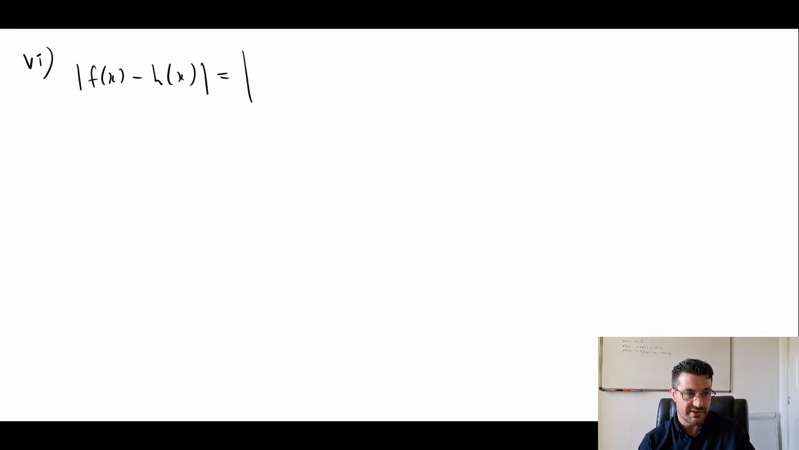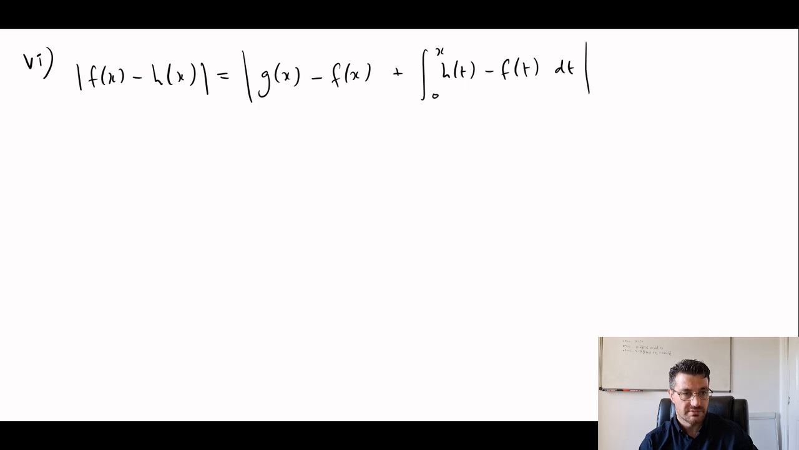This was something that I tried that didn't work, by the way. But again, I'm showing you, because even though it's inappropriate or doesn't work here, it might be something that you can use elsewhere in other problems. So this is equal to the modulus of g of x minus f of x plus the integral from 0 to x of h of t minus f of t dt. This is from part 4, just so you know.